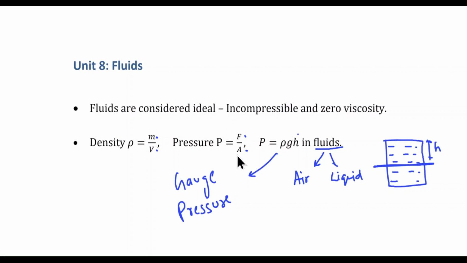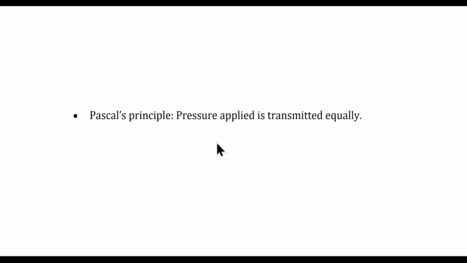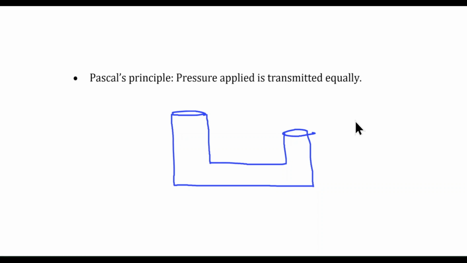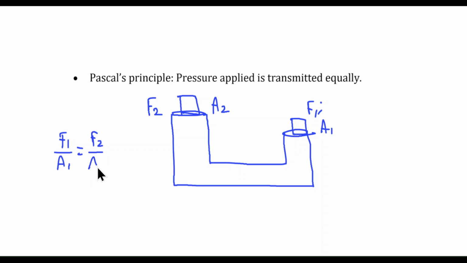Right, a couple of theorems important for us. Pascal's principle: pressure applied is transmitted equally. Where will you see an application? Mostly in a hydraulic case, where you will see this area as A1, this area as A2, and here you will have a mass, and here you will have another mass. Since the pressure is the same, you equate the force over area. You will say F1 over A1 is equal to F2 over A2. This is a very widely used principle of Pascal.